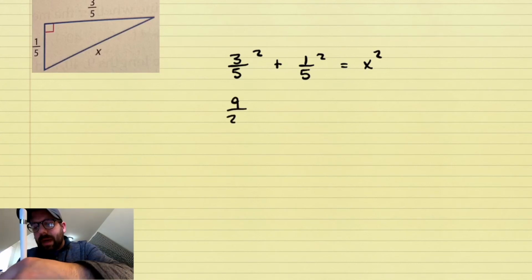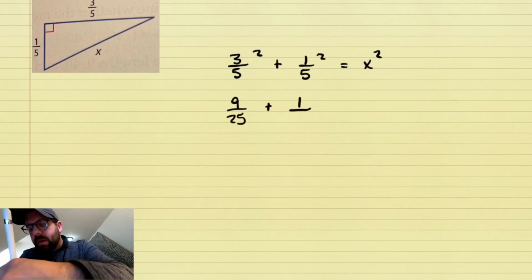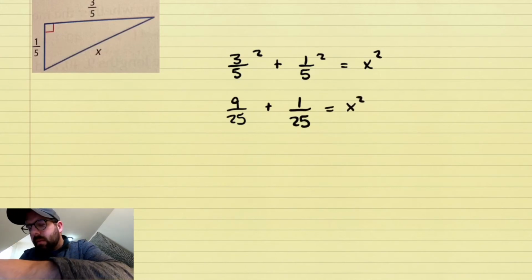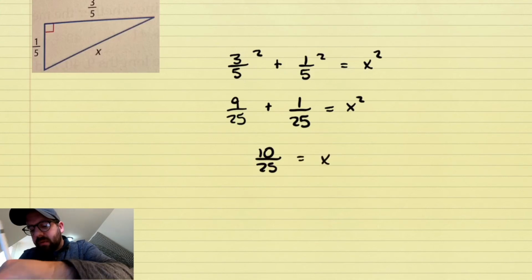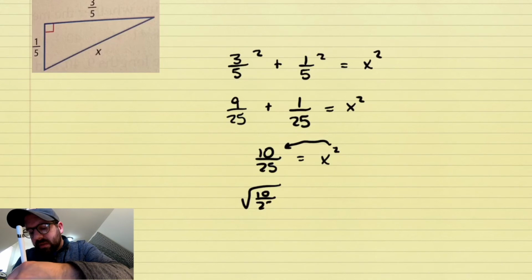Now, when we square them, we square the top and the bottom. Square the top and the bottom. 1 squared is 1. And we add those two together, so we get 10 over 25. And now I just got to take the square root of that. Now, this is the exact answer for this particular problem.